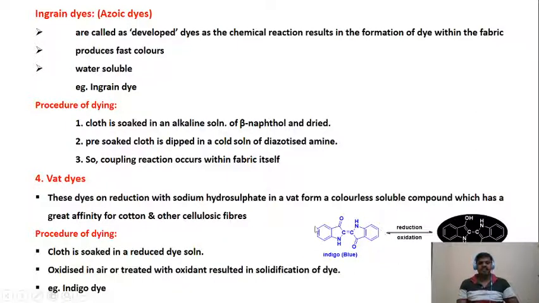This is the indigo dye. This double bond is there. This double bond on reduction gets converted into a single bond, and this double bond also gets converted into a single bond, and double bonds appear over here and here. Then and only then does this indigo blue give color.